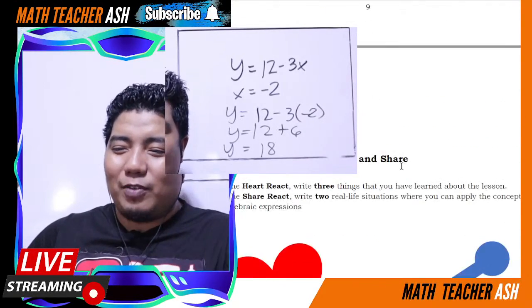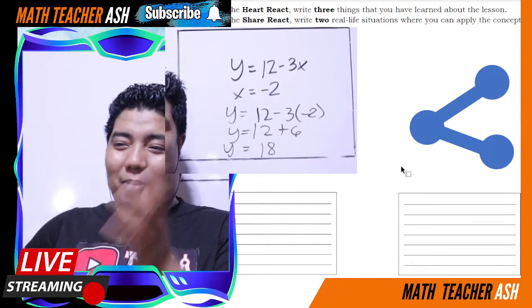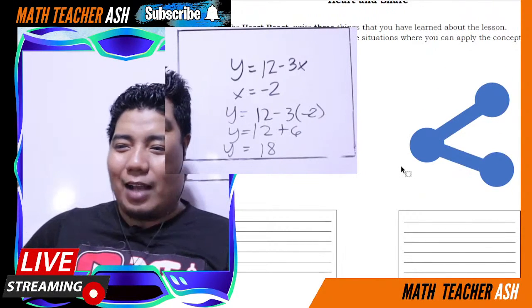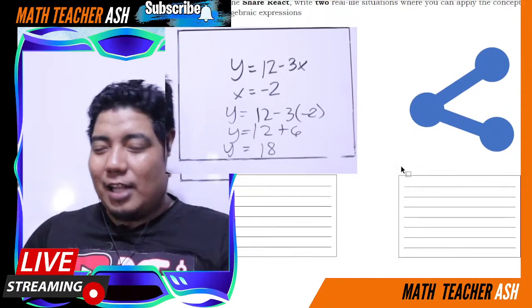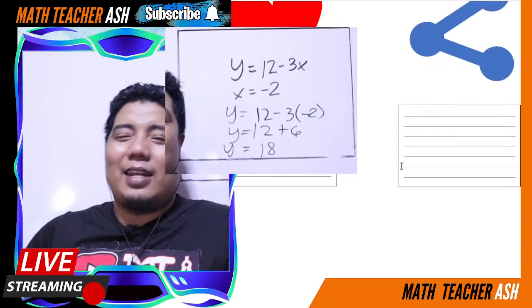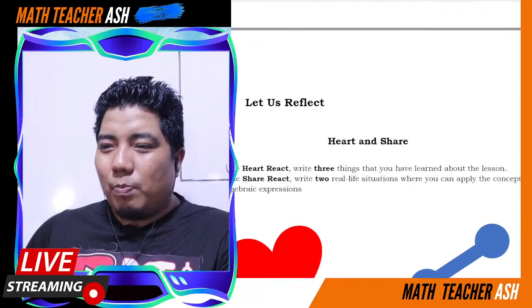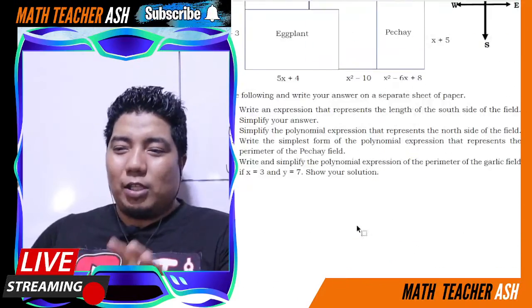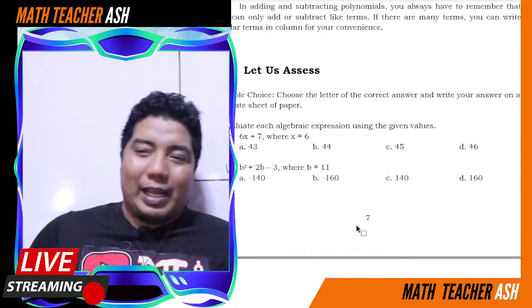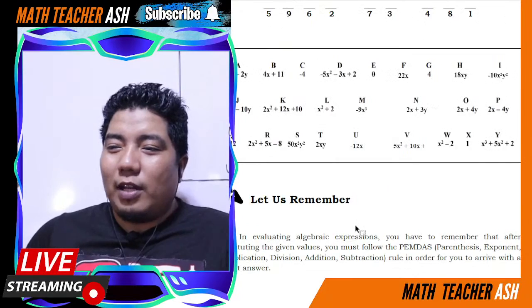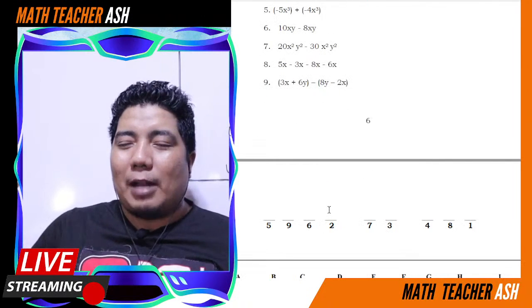And then after that, you have your reflections. You have the heart and the share. What did you love? What are the 3 things you learned about the lesson? And you can share, react, and write 2 real-life situations where you can apply algebraic expressions. And the next is the answer key. That's how easy it is, my dear math learners. I hope our lesson about this is very clear to you. You have the reflection, the Let Us Enhance performance task, and the post-test ABCD. I hope you got how to answer it. We also have the puzzle for Let Us Practice More so you can understand better.